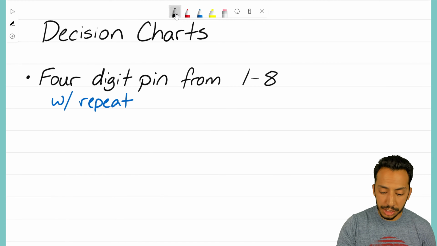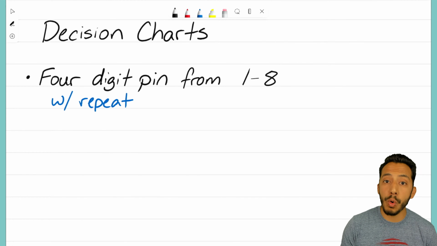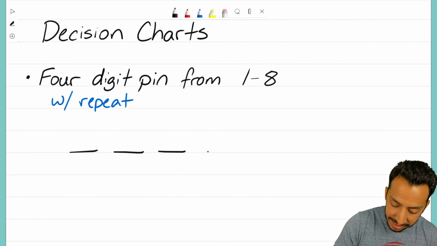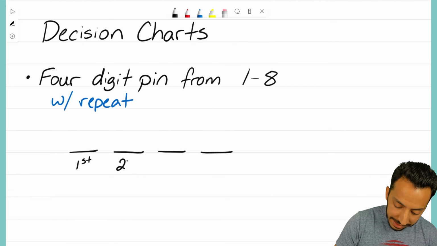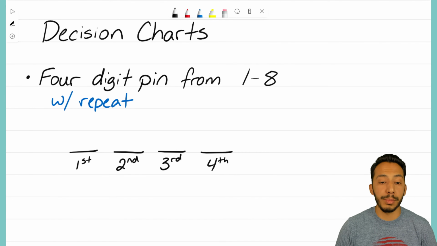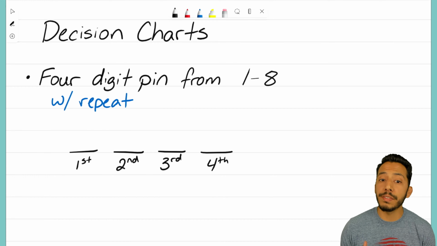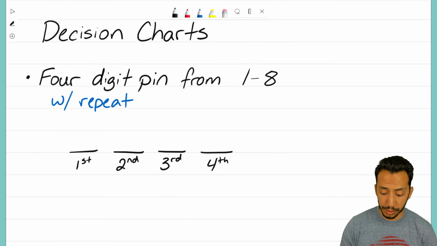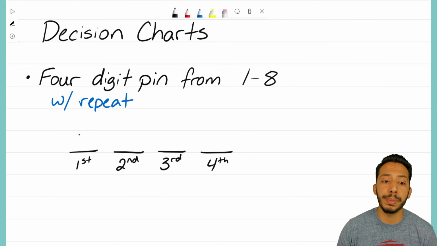Now, here's where the decision chart comes in. We have 4 digits in our PIN. I'm going to write that out. This is your decision chart right there. I have my first number, my second digit, my third digit, and then our final 4th number. What the decision chart does is you just write in the number of possibilities for each part of that PIN. So for example, I'm looking at that first digit, the first digit of my 4-digit PIN.